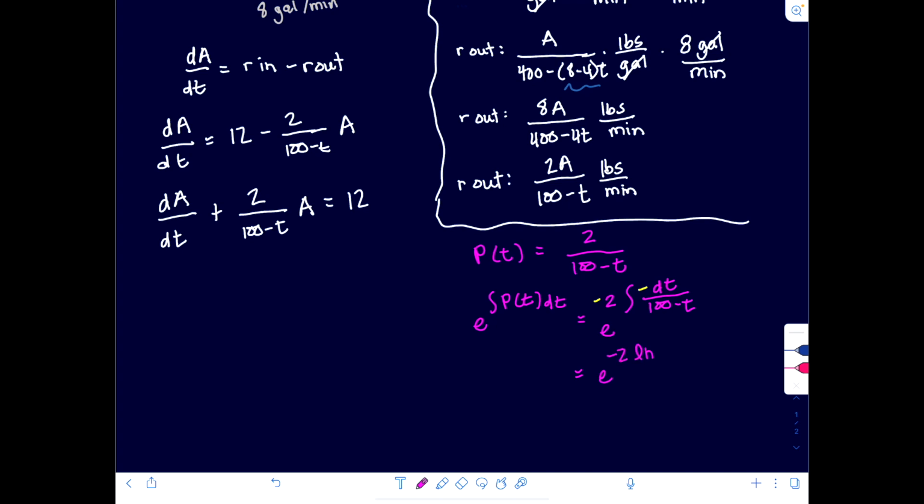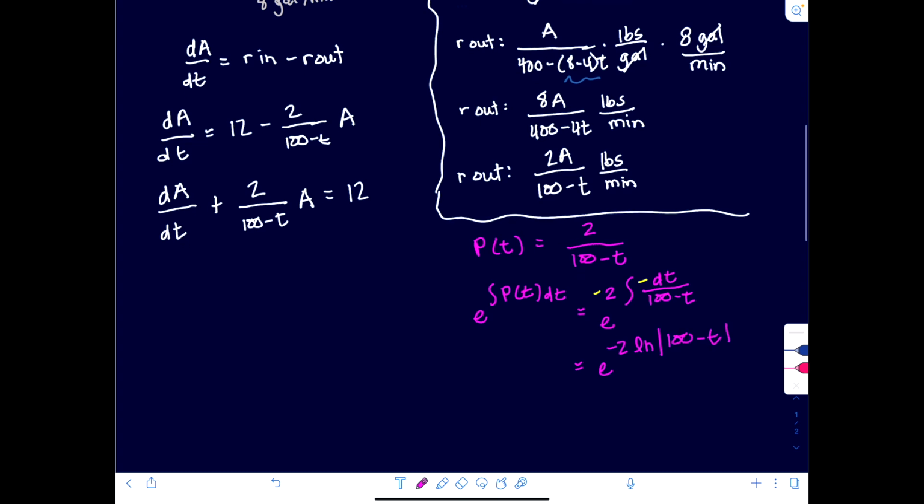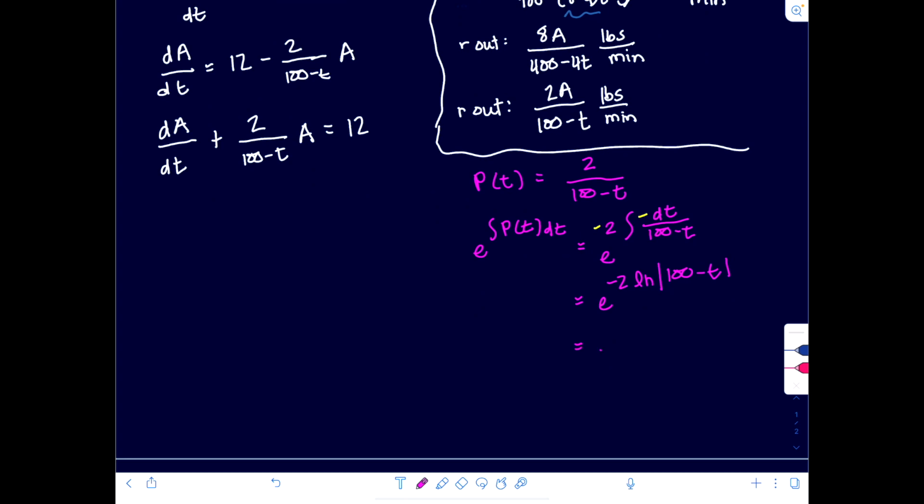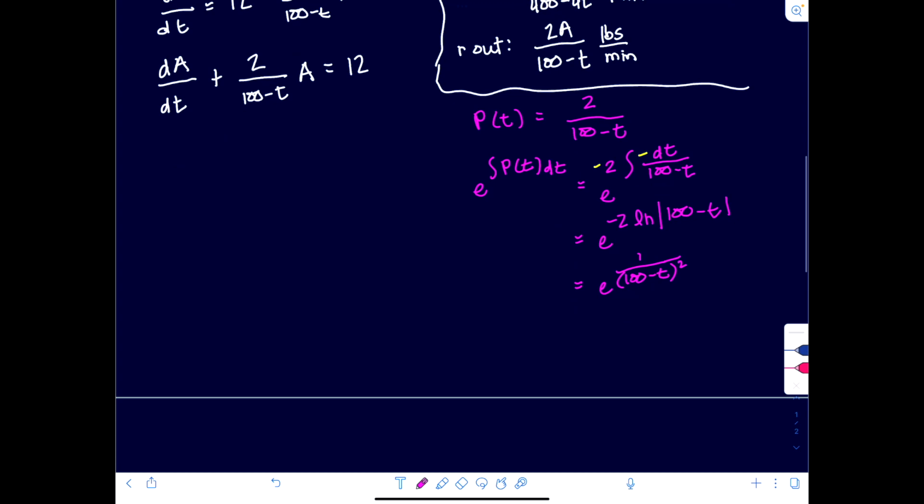But remembering that power rule, I can bring it in. And then I'd have the natural log of 1 over 100 minus t, the quantity squared. So I don't need to put absolute value anymore in a natural log, because 100 minus t, that quantity, is always positive. All right, so when I square it, I'll just have 1 over 100 minus t, the quantity squared. So that's my integrating factor.